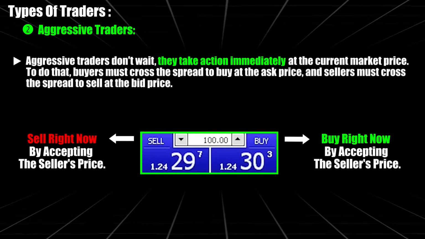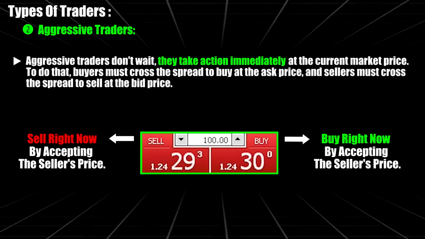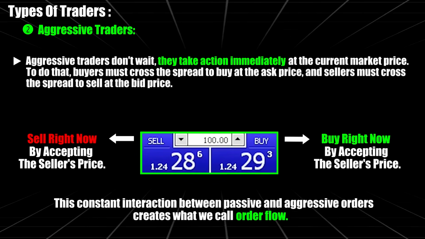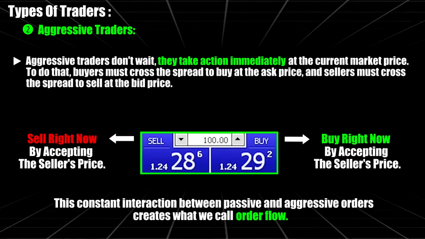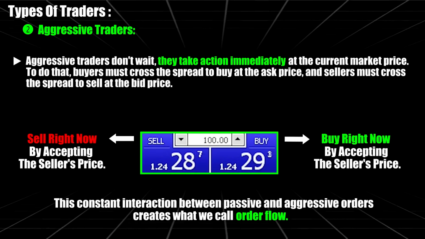Selling, on the other hand, happens on the left, the current bid. If you're selling instantly, you're accepting the buyer's price. This constant interaction between passive and aggressive orders creates what we call order flow.